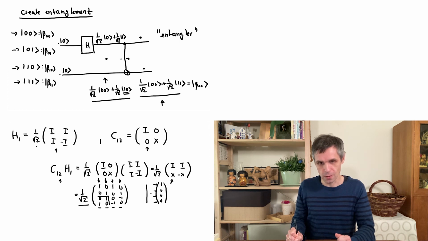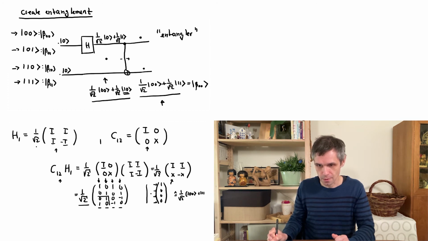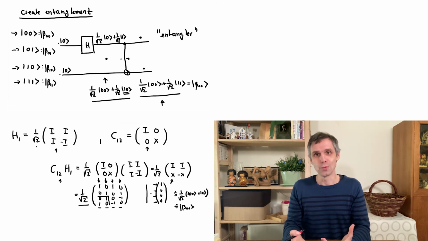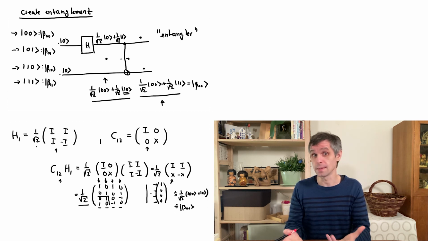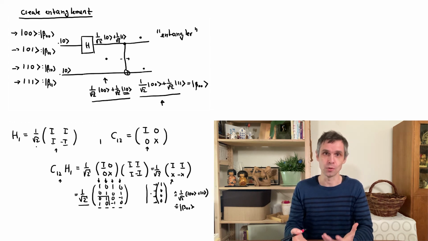So for instance, the first state here just corresponds again to 1 over root 2, the first computational basis state plus the last computational basis state. So this is beta 0 0. So now we know how to create entanglement out of non-entangled states. And for this, we use the Hadamard gate, which, as I said, is a very important gate for quantum computation. And the only 2-qubit gate that I said that we really need, namely the controlled NOT gate.